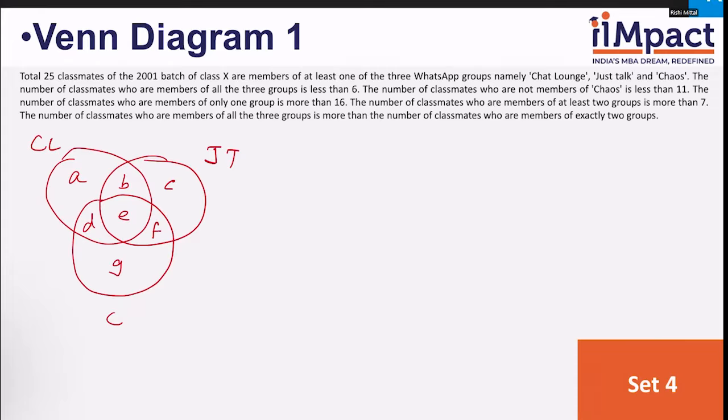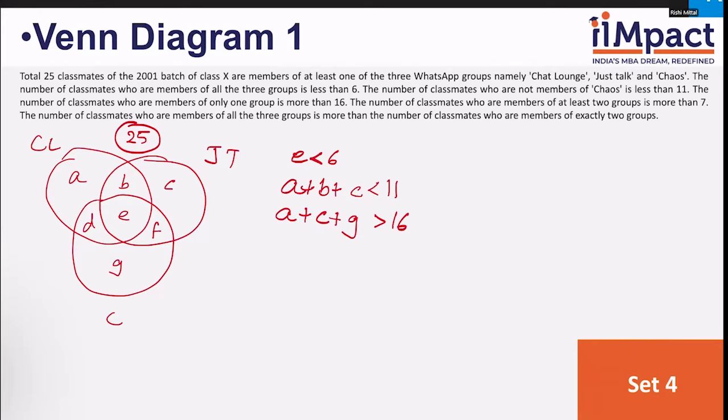The number of classmates who are members of all the 3 groups is less than 6. So I know E is less than 6. Number of classmates who are not members of Chaos is less than 11. So A plus B plus C is less than 11. By the way, guys, I hope you remember total is 25. 25 classmates are in discussion. The number of classmates who are members of only one group is more than 16. So A plus C plus G is more than 16.